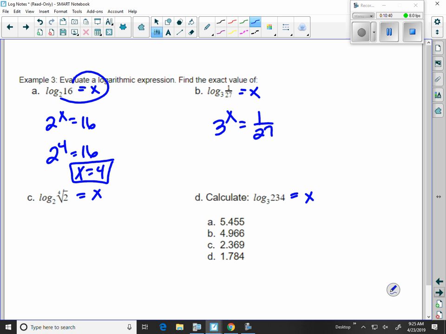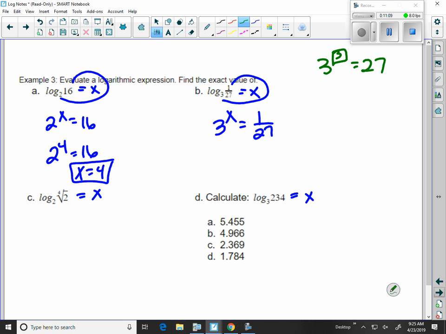So I just rewrote that. 3 to the x equals 1 over 27. This is a little difficult sometimes to think about, so I'm going to simplify it really quickly, okay? 3 to the what power is 27? 3 to the 3rd. Okay, but what's different here? We want it to be 1 over 27.